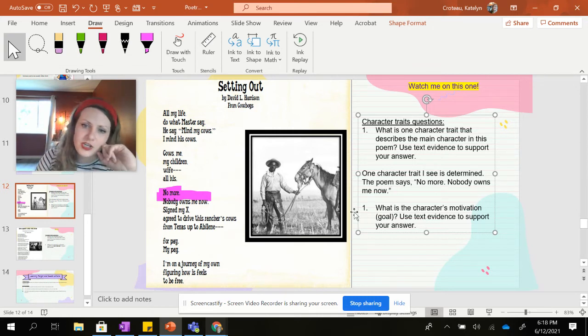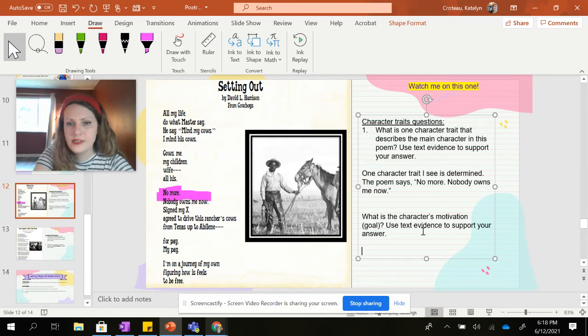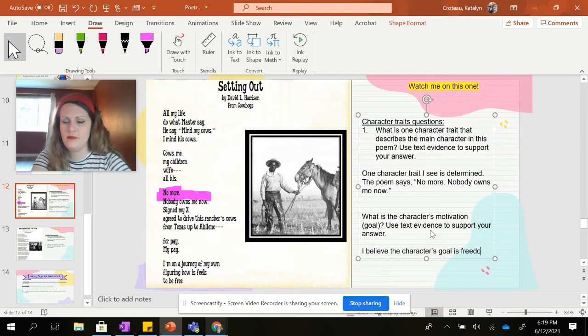What's his motivation? So like, why is he determined? Why is he determined? Well, I would say, and what is the goal here? I believe the character's goal is freedom. I believe he's determined because he wants freedom. Because look, there he is saying it here.